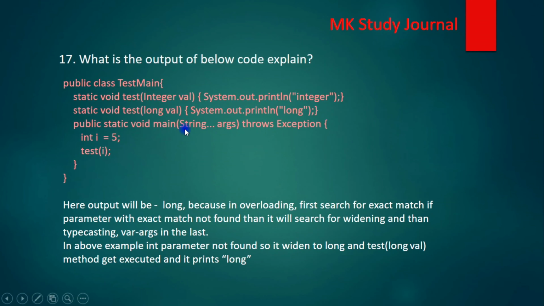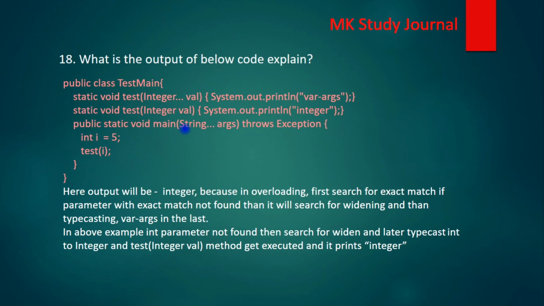But suppose the long method is not present. In that scenario, it will select boxing and go for the method which boxes the argument, and in the last it will select the variable arguments. So this is the sequence of overloading: first the exact match, then widening, then boxing, and the variable argument will be last. So this is the flow. So in this program the output will be long. Let's move to the next question.